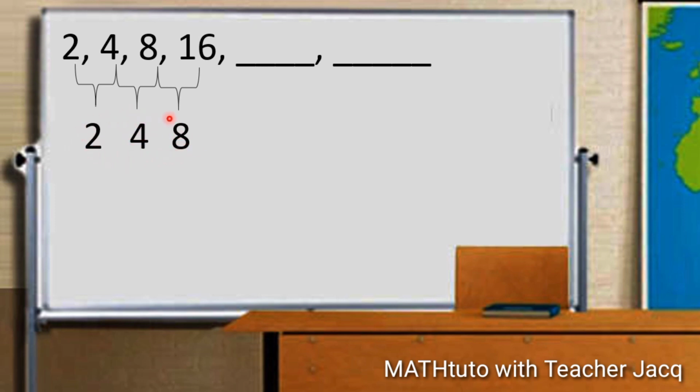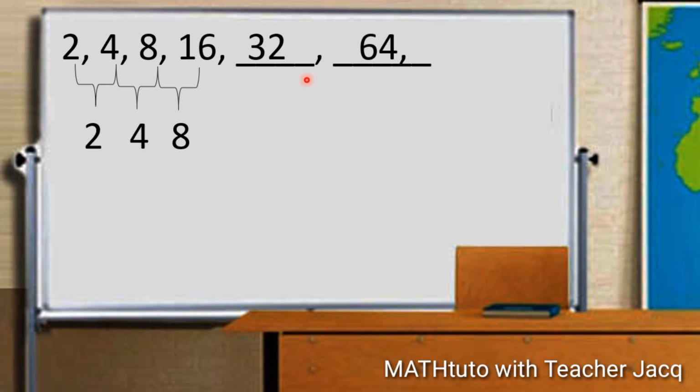Kung i-observe mo mabuti, to get the next term, we need to multiply the term sa 2. Try natin. 2 times 2 is 4. 4 times 2 is 8. And 8 times 2, 16. 16 times 2 is 32. And 32 times 2 is 64.